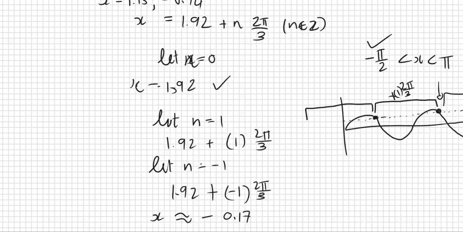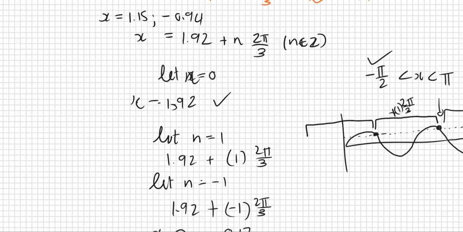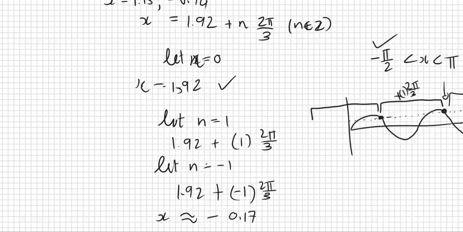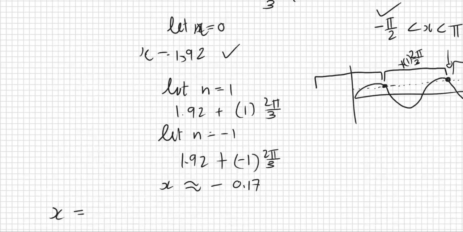So we have, in the end, 4 options for x. From the first two, x is equal to 1.15 and negative 0.94. And then from the fourth quadrant, it was equal to 1.92 and also negative 0.17. Now that concludes the first general solution, the one in radians.